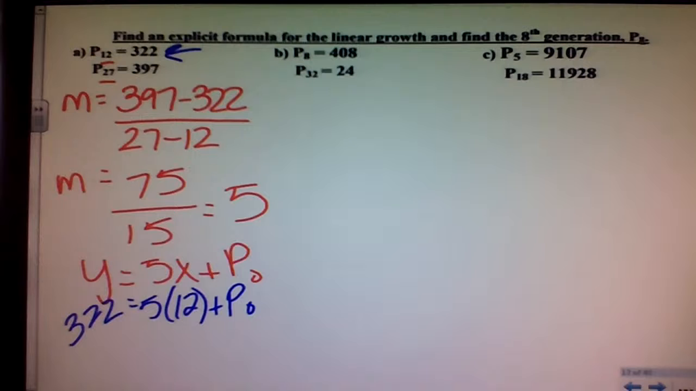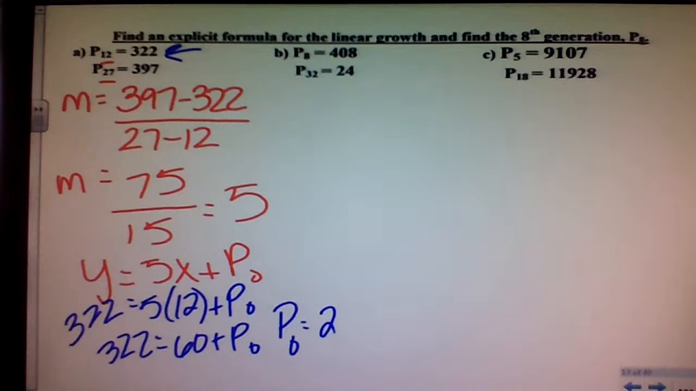So then I've got to do 5 times 12, and I get 60. And subtract 60 from 322. So 322 equals 60 plus p sub 0. So then p sub 0 equals 262. So my equation then, I can go back and erase p sub 0, and I can fill it in with 262.